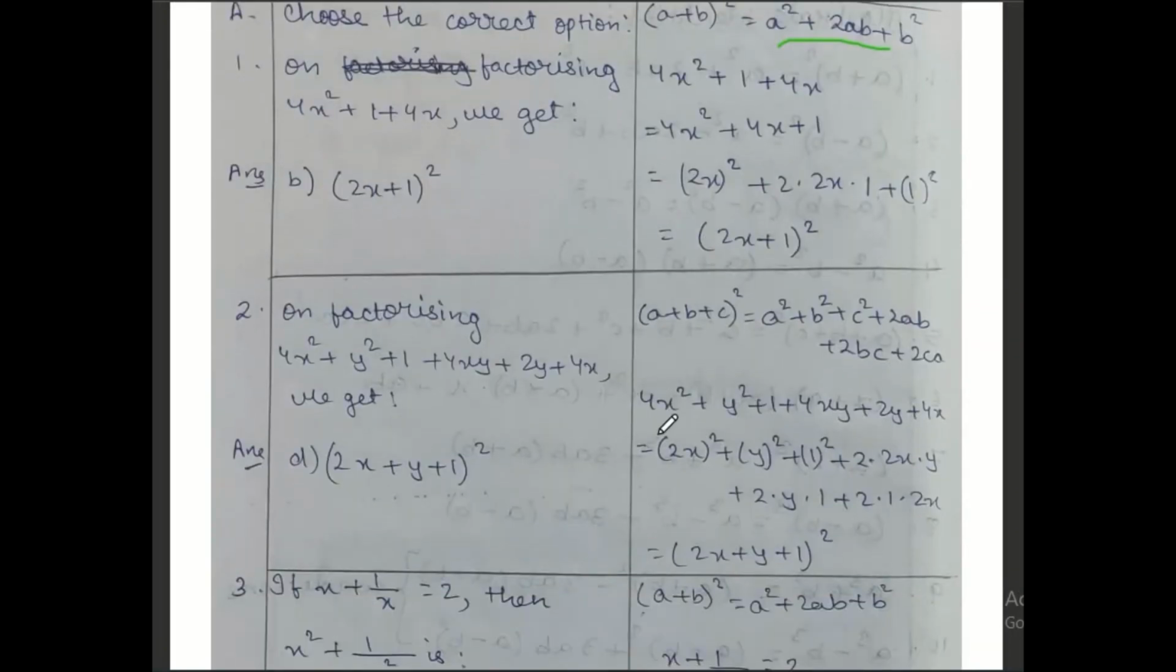That is, a is 2x plus b is y plus c is 1, full bracket and whole square. So after factorization, you are getting option D as the correct option, 2x plus y plus 1 bracket and whole square.